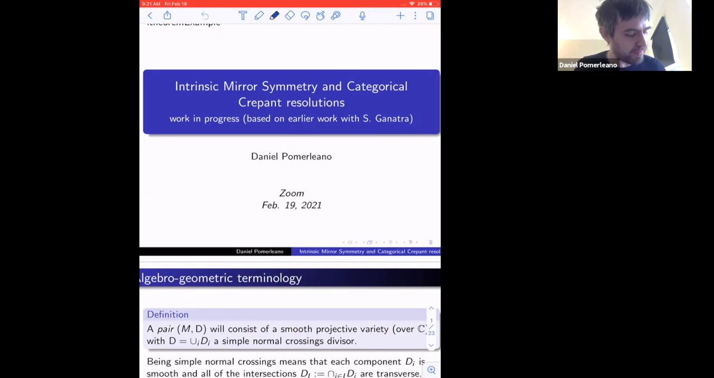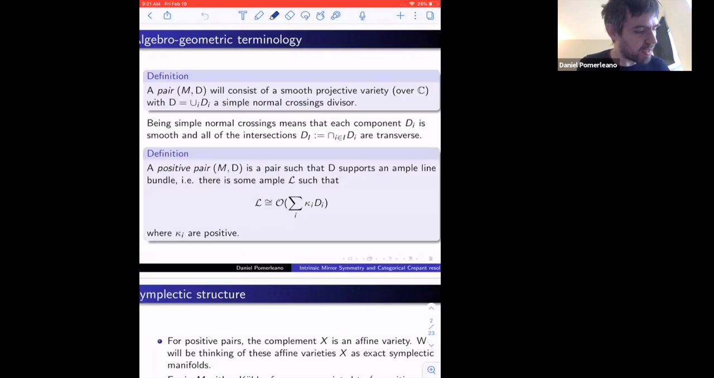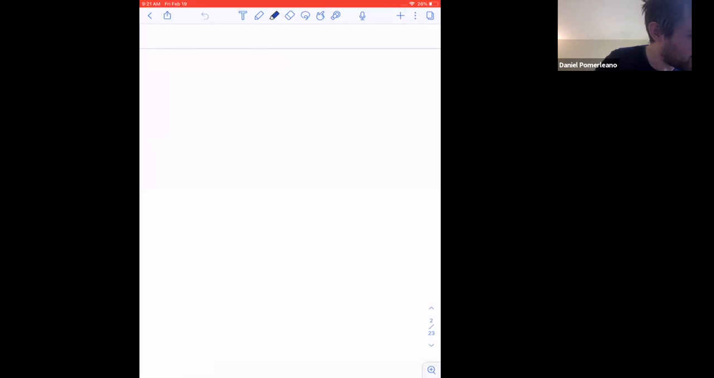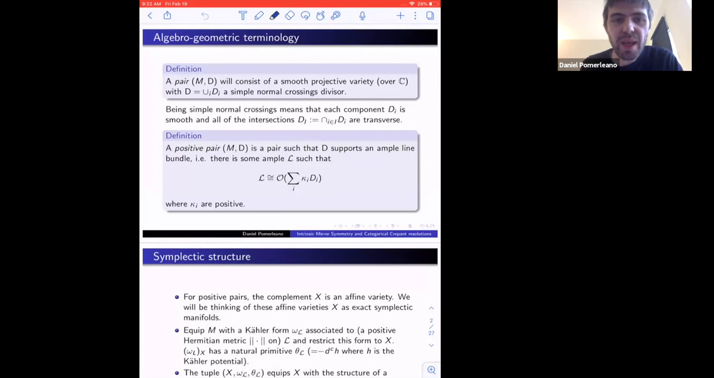Since there's some algebraic geometry involved, and I know this is a symplectic seminar, I'm going to make sure to introduce some basic algebraic-geometric terminology. So a pair for me will consist of a smooth projective variety, usually denoted by M, and D, a simple normal crossings divisor. Being simple normal crossings means that the divisor is the union of a bunch of smooth components, and each of the smooth components meet transversely. So all of the intersections are transverse.